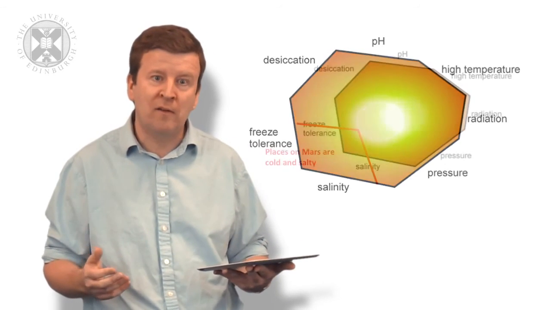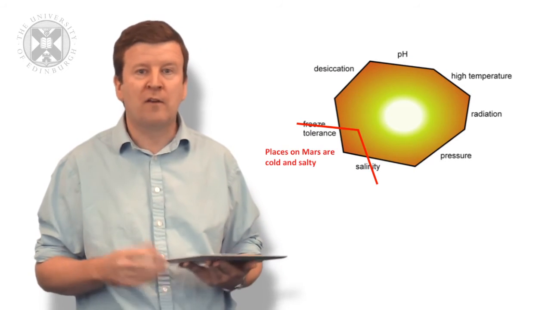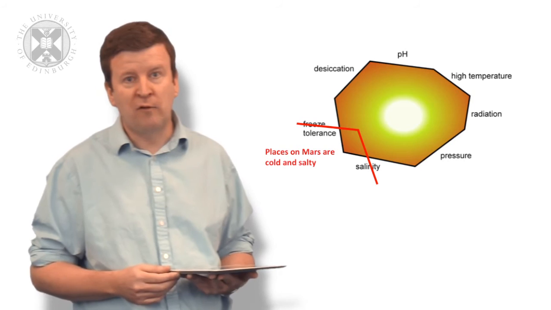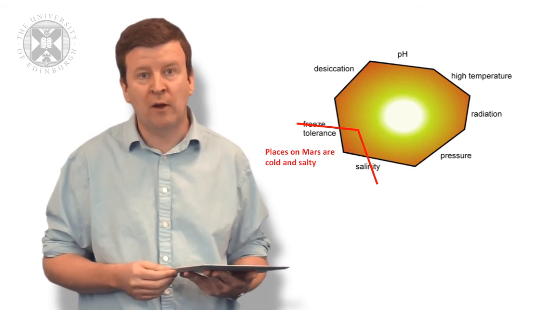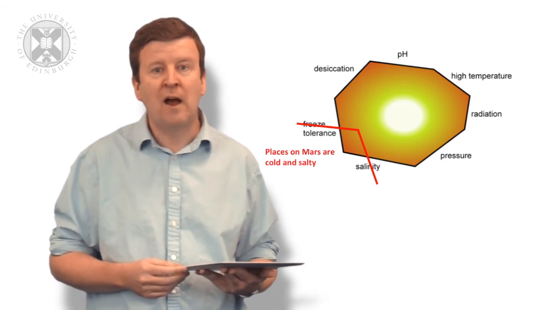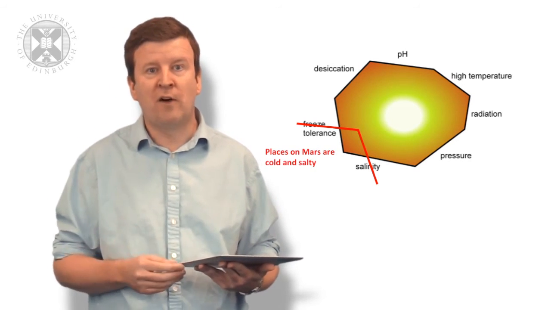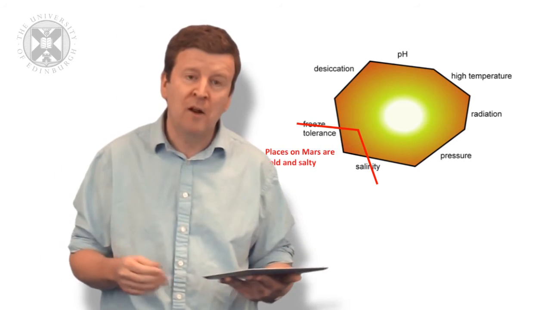Just one example is very cold and salty environments on the Earth. For example, if you go to Antarctica and you find a very cold, salty lake, you can find microorganisms growing in that environment. And we also know that the planet Mars has cold, salty environments. And the question is, do those environments contain life? Well, at the moment, we don't know.